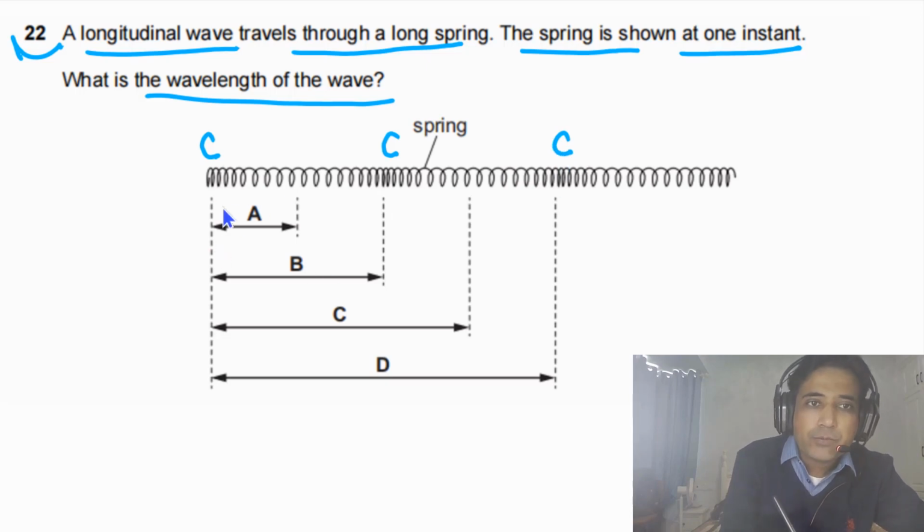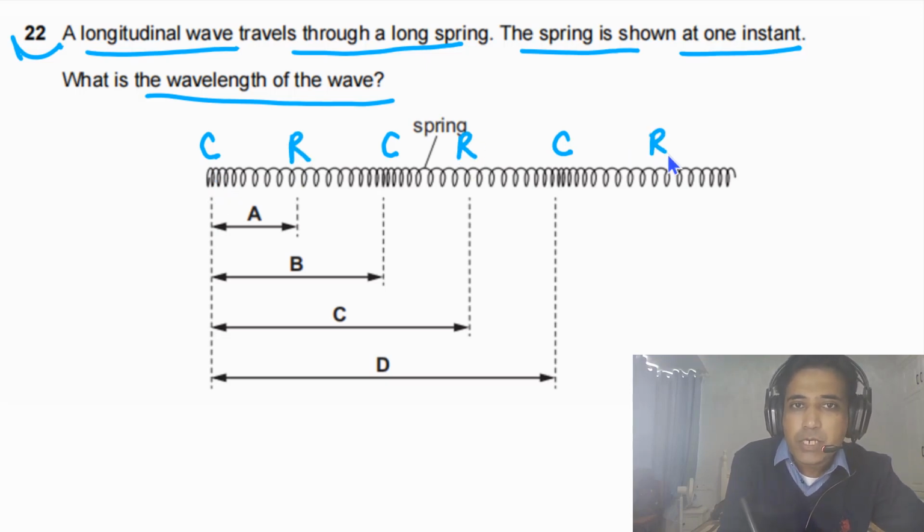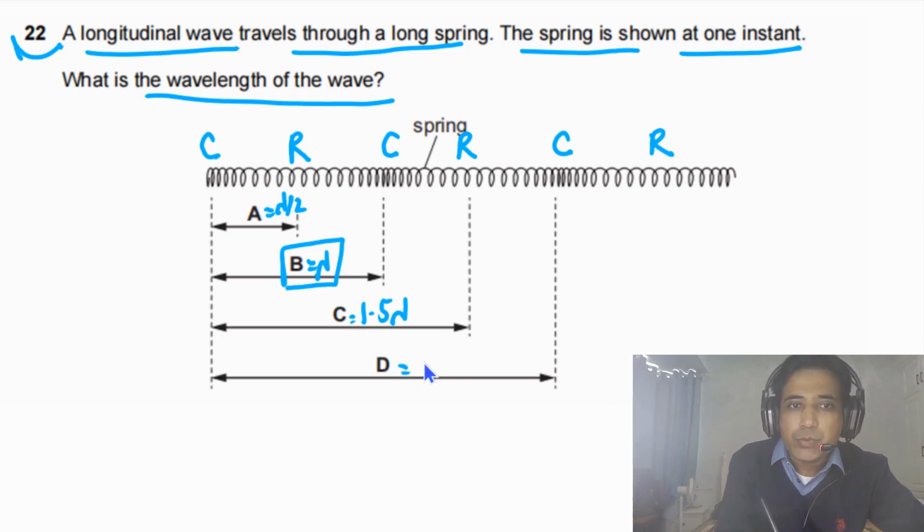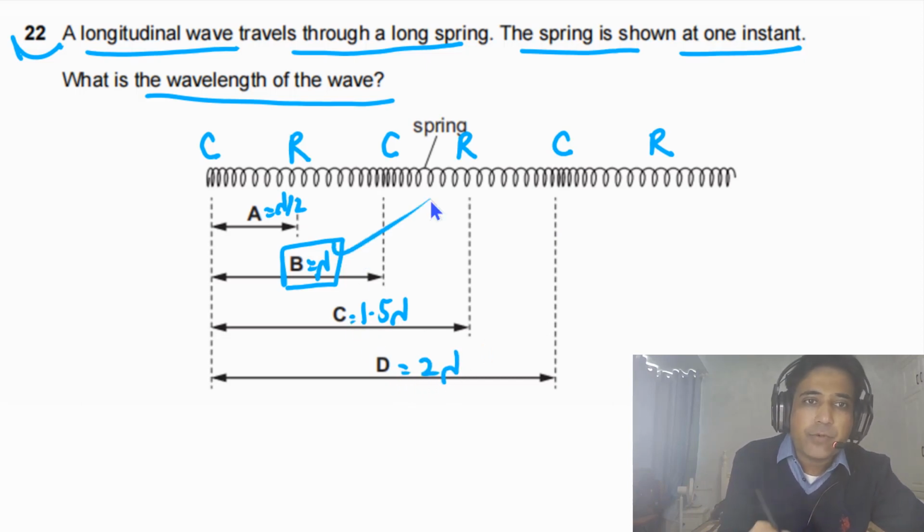If you look at the first one, this is the distance between the center of one compression and the next one is the rarefaction. So this is rarefaction, this is also rarefaction. So this distance is equal to lambda by 2, and this is the distance between two consecutive compressions, so this distance is equal to 1 lambda. So the answer for this question has to be B. And if you look at the next one, this will be equal to 1.5 lambda, and the next one, this will be equal to 2 lambdas. So the answer for this question is B.